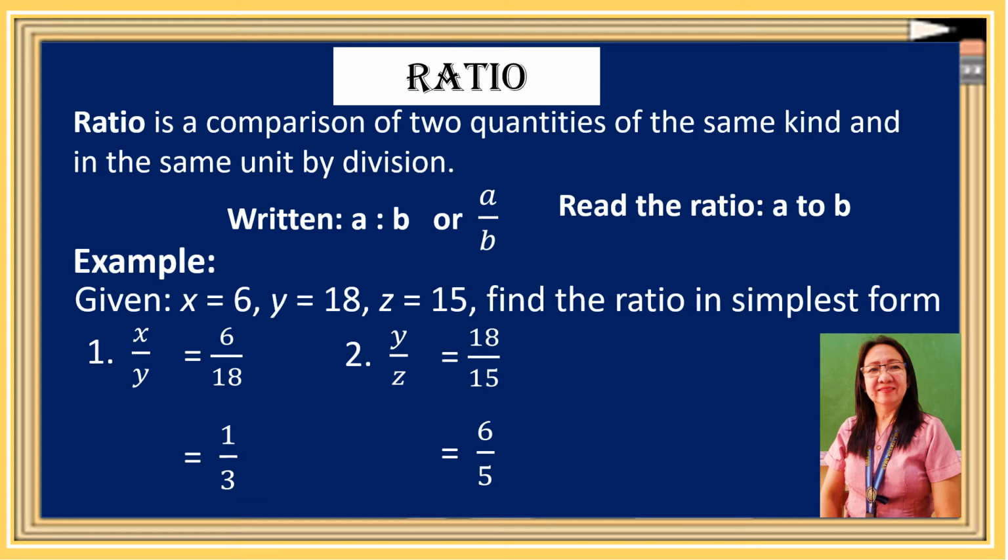Now let us see x plus z to y. Substitute x equals 6, z equals 15, and y equals 18. Then simplify. 6 plus 15 is 21, so we have 21 to 18. Now the common factor is 3, then the simplest form is 7 to 6.